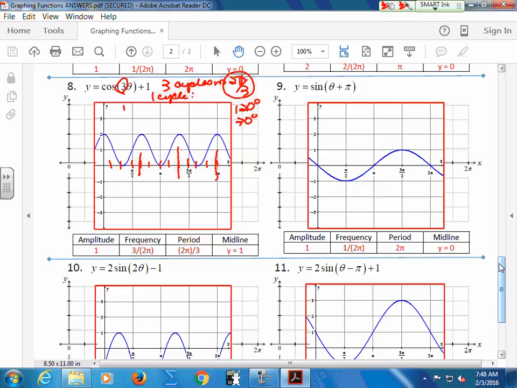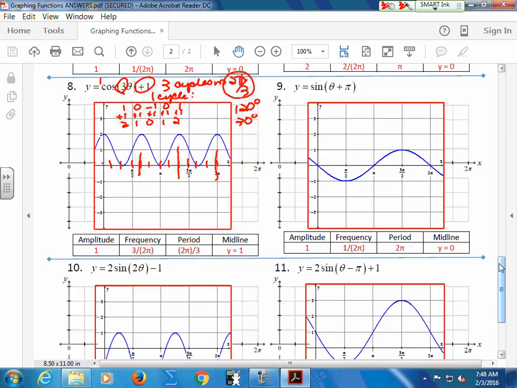My cosine said 1, 0, negative 1, 0, 1. Did I change the amplitude at all? No. But what does this plus 1 mean? It's a vertical shift. So watch. I'm going to add 1 to everybody. Do it right here. So here's my cycle. 2, 1, 0, 1, 2.